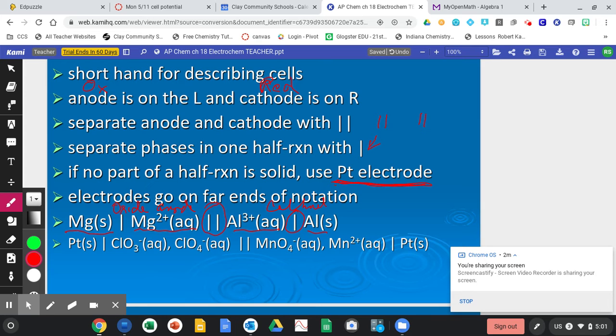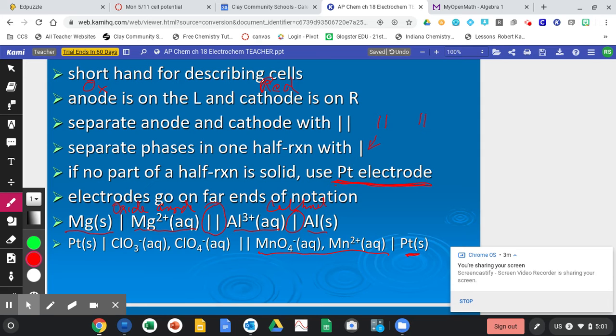And so here we see we actually have two solutions. Both of these were in the reaction. Permanganate went to manganese, and so these are both going to have to be in the solution. And then you're going to have to bring in a platinum electrode because there is no solid here.